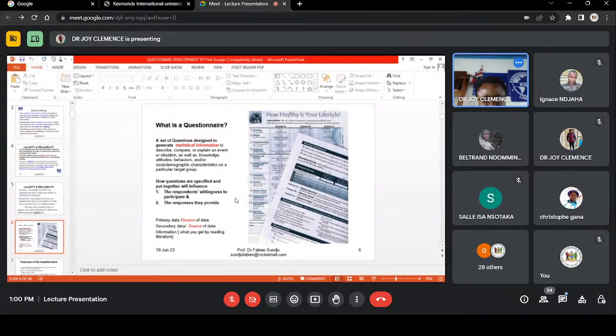Next, the way we design the questionnaire will influence the response the respondent will provide. Listen again: the way you design your questionnaire can influence the answers that the respondents are going to give, and that will not be a good questionnaire. The way you set a question should not influence how the respondent responds.